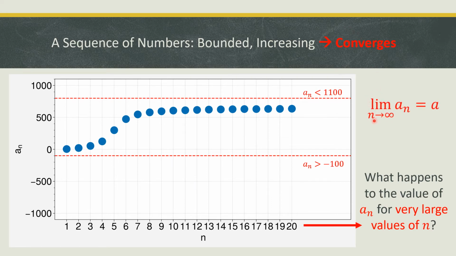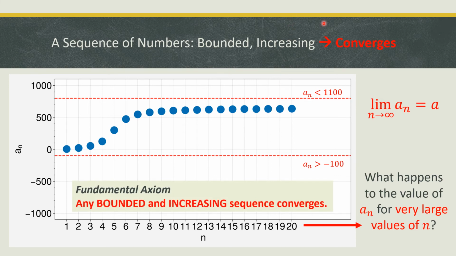As n becomes very big, or approaches infinity, the terms in the sequence approach some number a, which we call the limit. In fact, we can imagine other sequences that are bounded and increasing, and all of them will have to converge. This can be considered as a fundamental axiom that is at the foundation of all of calculus. And the axiom can be stated in this way: any bounded and increasing sequence converges.